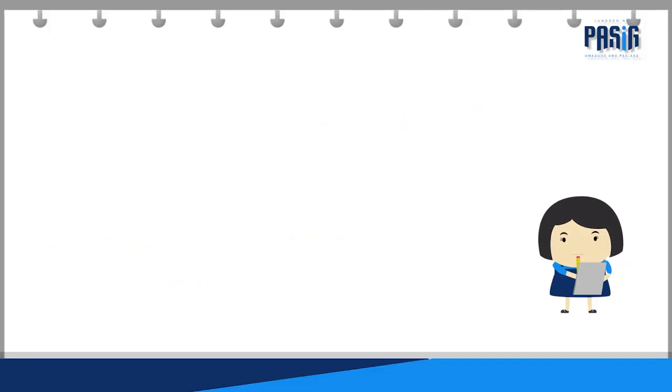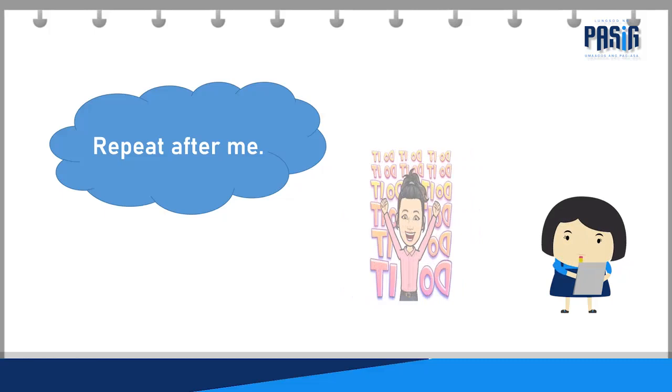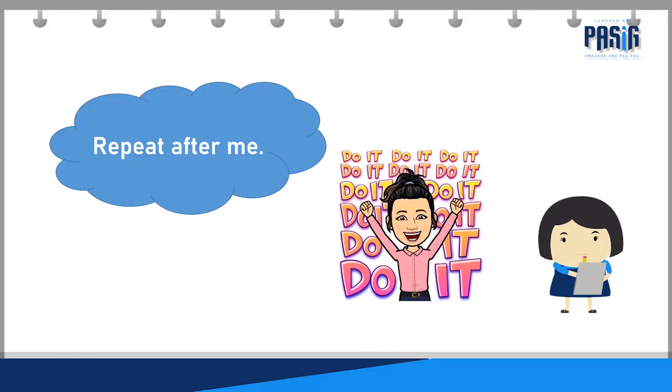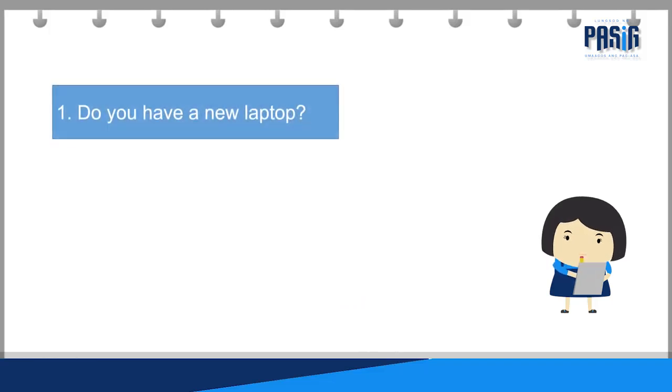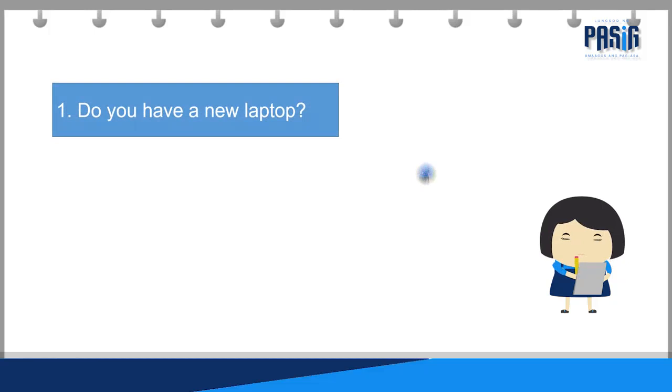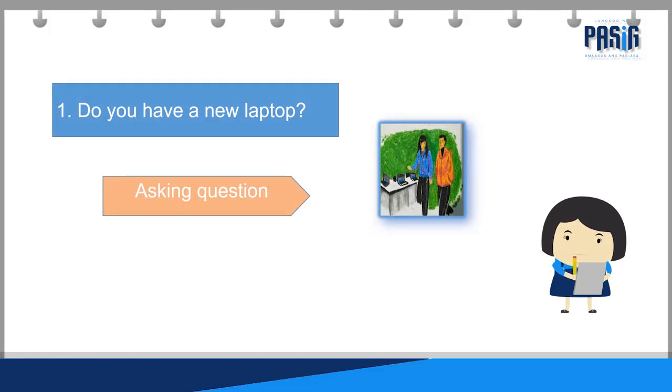I prepared sentences and you have to repeat after me. Then, give the meaning of each sentence. Do it! Are you ready? Let's begin. Number 1. Do you have a new laptop? If your answer is asking a question, you are correct. The speaker is asking a question to his friend if he has a laptop.